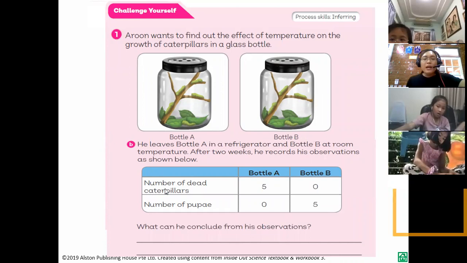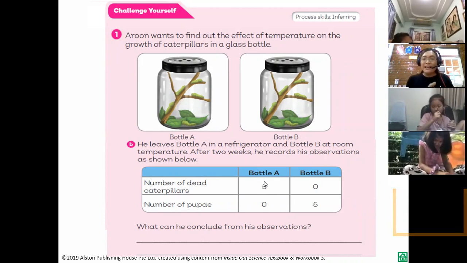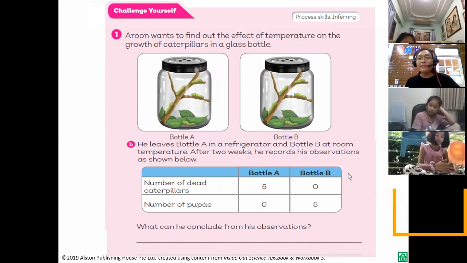Okay, here, number of dead caterpillars. How many dead caterpillars in bottle A? Five. So all the caterpillars in bottle A died. It's because bottle A was put inside the refrigerator. And then how many caterpillars in bottle B died? Zero, because all the caterpillars in bottle B are still alive. Do you understand?